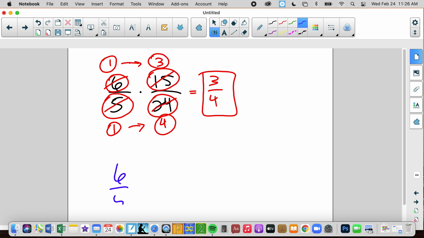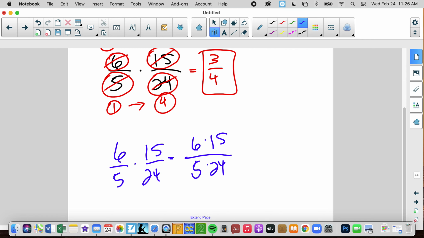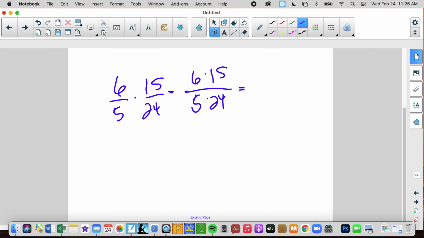If we saw 6/5 times 15/24, we would understand that that would be 6 times 15 over 5 times 24. And what we can do here, we can break it down. So 6 is 2 times 3, 15 is 3 times 5. 5 is already broken into its prime factor. 24 is 2 times 2 times 2 times 3.